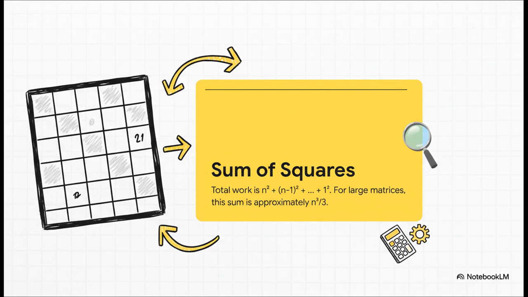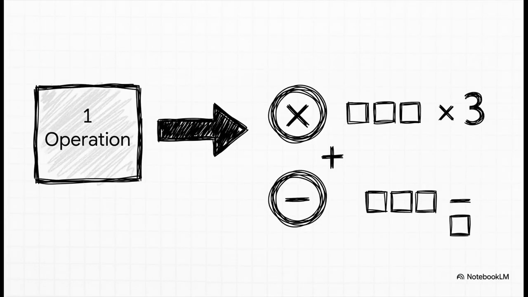Now, we could do all the math, but calculus gives us this awesome shortcut. It turns out that for any reasonably large matrix, this big sum is almost exactly n cubed divided by 3. It's a fantastic approximation. But hold on, there's one really important detail we need to think about.